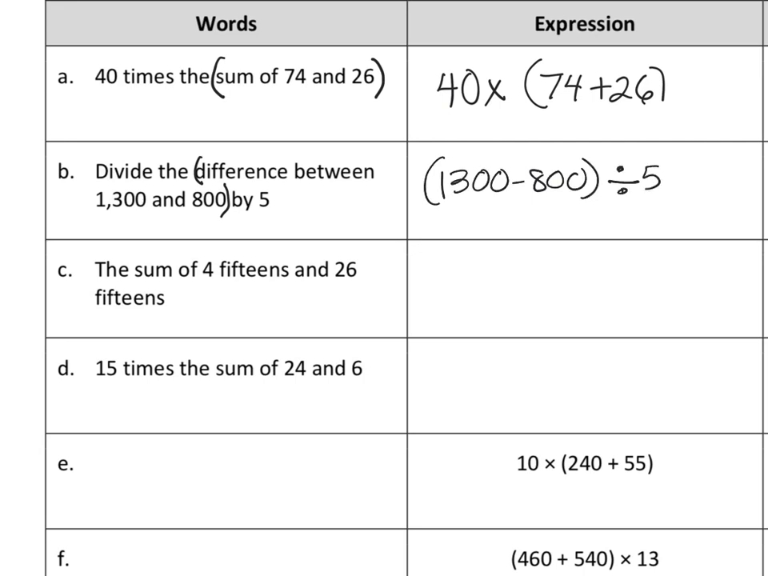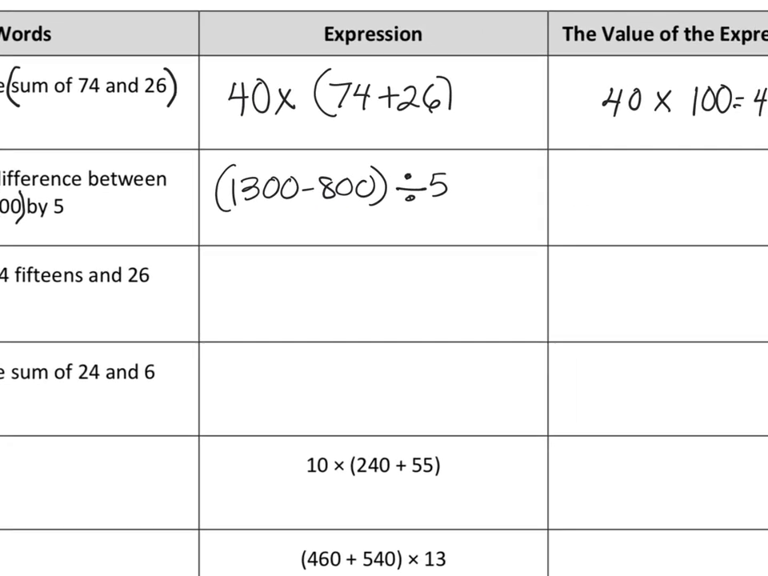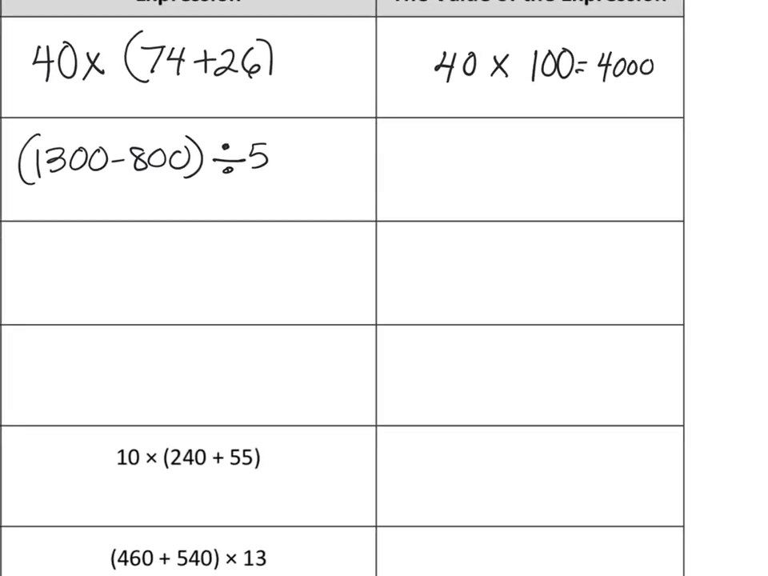Now let's go ahead and do the rest of this problem. 1,300 minus 800 is equal to 500. And we're dividing 500 by 5, which is equal to 100. And that problem is finished as well.